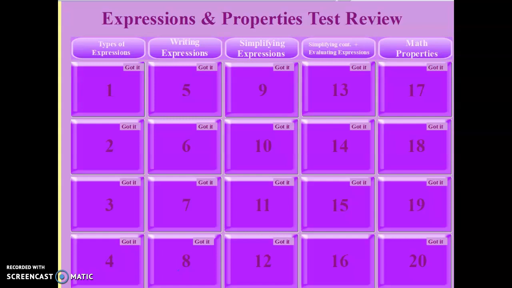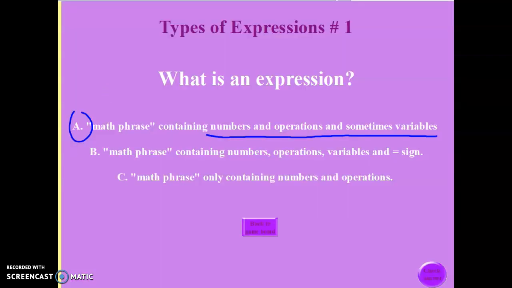All right, so today we're going to review some concepts that we learned within the expressions and number properties unit. So when we're talking about expressions, it is just a math phrase. They contain numbers, operations, and sometimes letters and variables, but what they don't have is an equal sign.